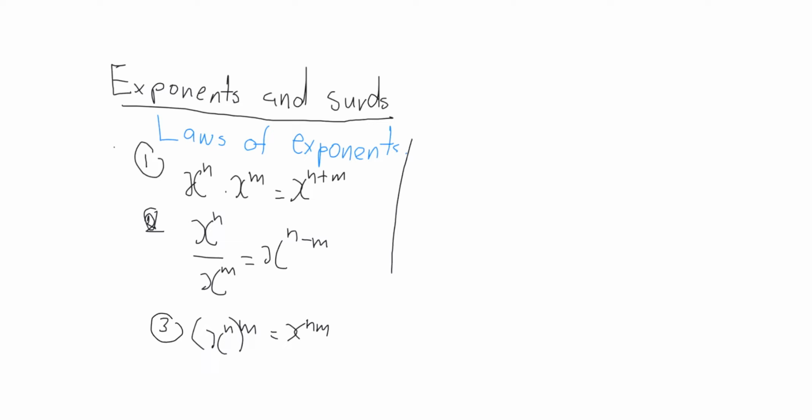Now let's look at the fourth law of exponents that we might remember. If you are having x to the power of 0, what is x to the power of 0? X to the power of 0 is equal to 1. And the fifth one: for example, x to the power of -1 can also be given as 1 over x.